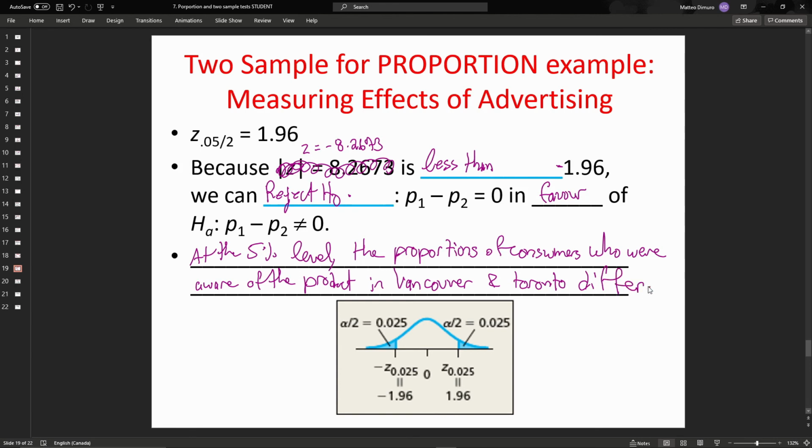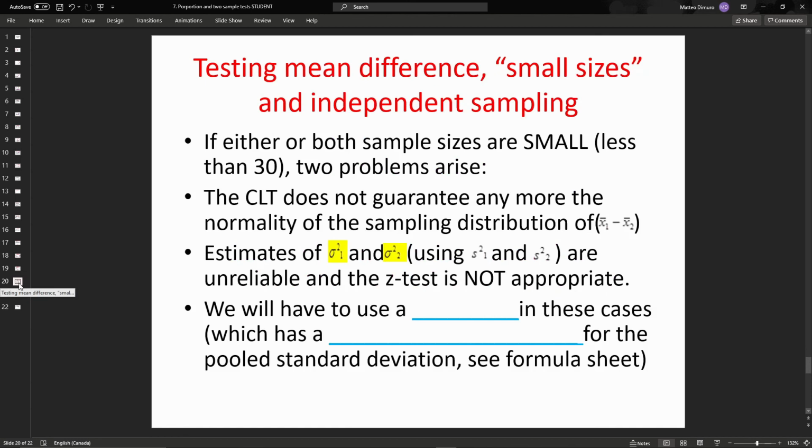Remember, that's what they're asking. Are they different? And we can say, yeah, at the 5% level, they were different. How different? Who knows? But we can say that there was a significant enough of a difference that they were indeed different based on the data. All right. So, these are long questions, you guys. It is what it is. There's a reason they're 8 marks long.